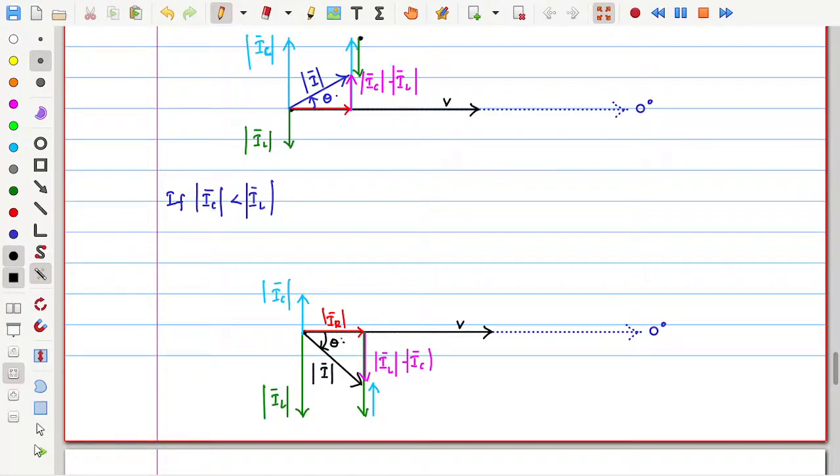So in this way you can produce the phasor diagram for the RLC circuit for these two conditions: if the inductive current is more, the second diagram; if the capacitive current is more, this first diagram.